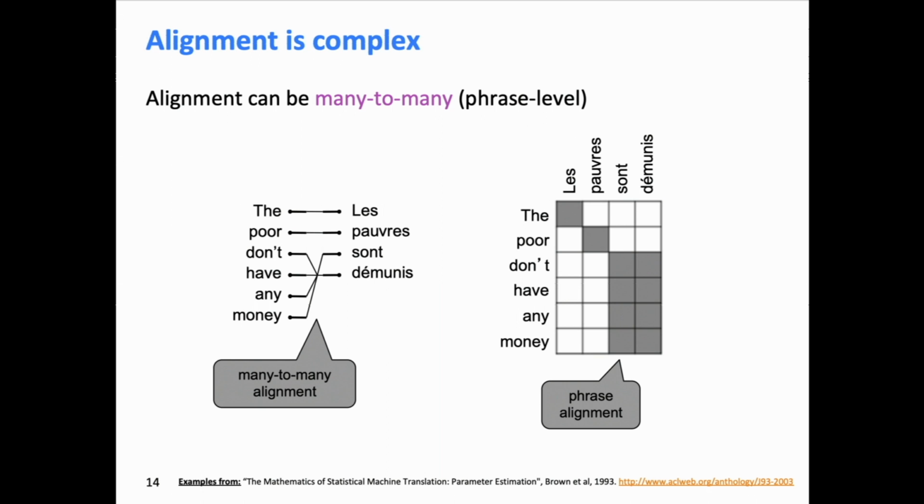So we can have one-to-many and many-to-one. You can also have many-to-many alignment. You could call that kind of phrase-level translation, of phrase to phrase. So here, the English sentence says, the poor don't have any money. And here, don't have any money corresponds to the French phrase, sont démunis. And this is a many-to-many alignment because there's no obvious way to break down this phrase-to-phrase alignment into smaller word-to-word alignments. Okay, so that's what alignment is.